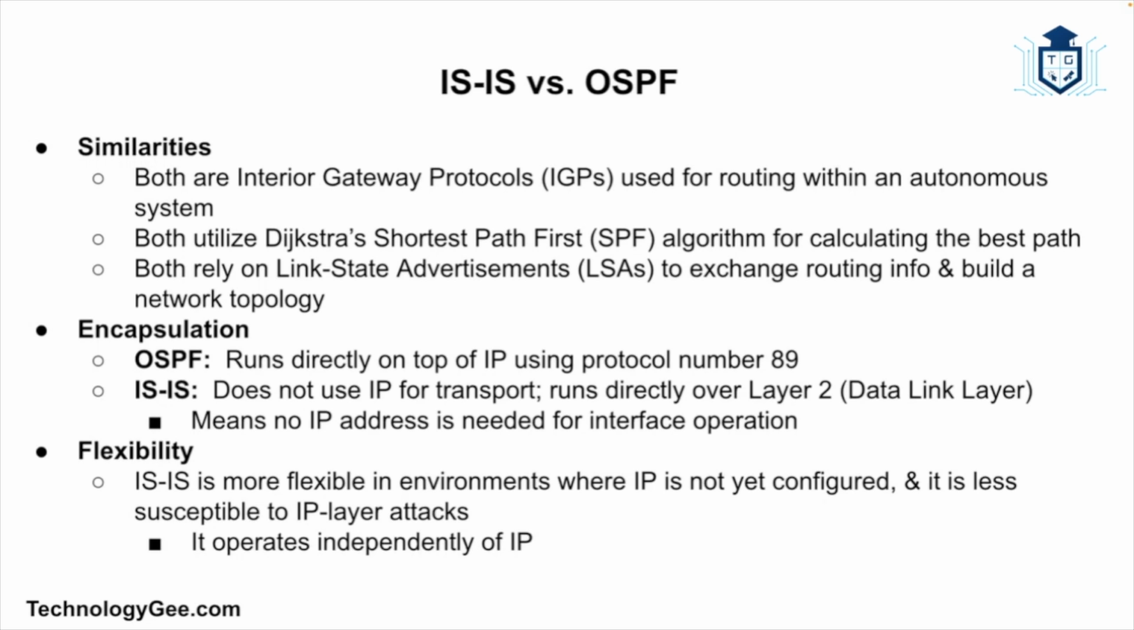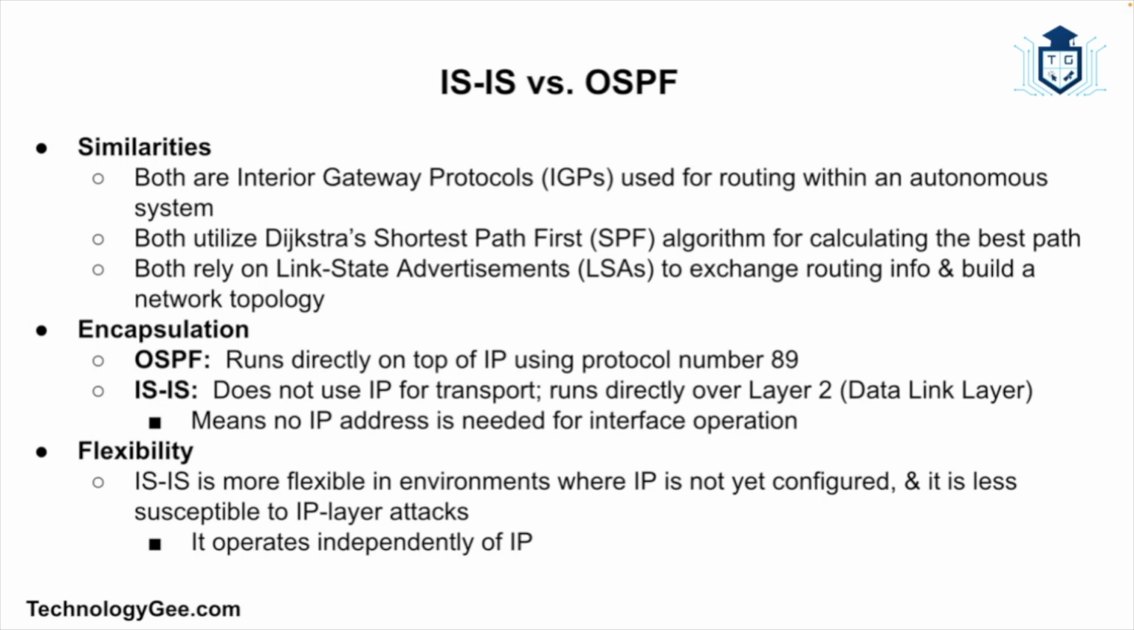So at first glance, ISIS and OSPF seem pretty similar. Both are interior gateway protocols, both use the shortest path first algorithm, and both rely on link state advertisements to build up a network map. But if we dig a little deeper, then the differences start to shine. And the first difference is encapsulation.